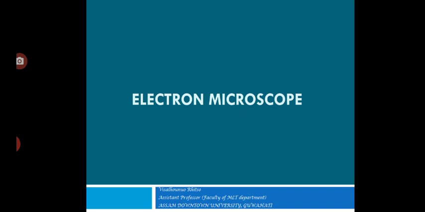Shadow casting is an important technique in electron microscopy. It is achieved by depositing a thin layer of metal on the object. Such a metal-coated object held in the path of the beam scatters the electrons and produces an image which is focused on a fluorescent viewing screen.